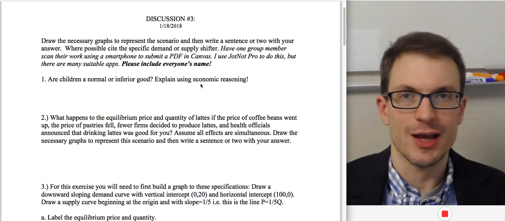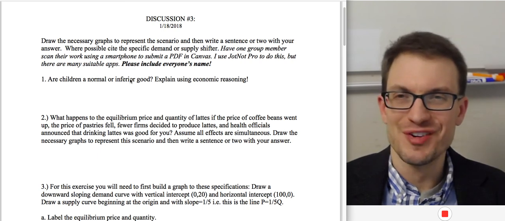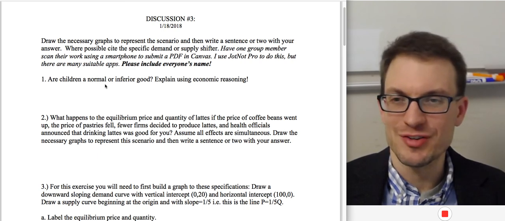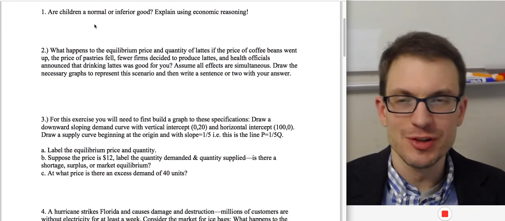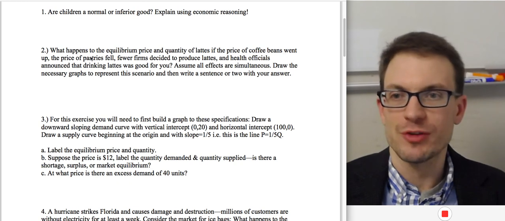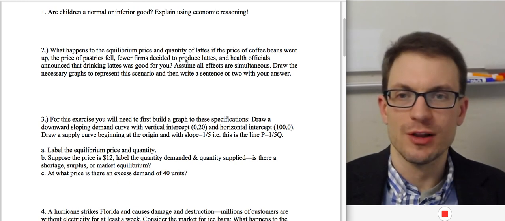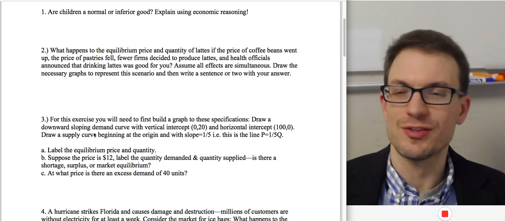Explain using economic reasoning. So think about and reflect on the definition of normal and inferior good and apply those definitions. Okay, what happens to the equilibrium price and quantity of lattes if the price of coffee beans goes up, the price of pastries falls, fewer firms sell lattes, and health officials announce drinking lattes is good for you. Assume all effects are simultaneous, draw the necessary graphs, and then write a sentence.